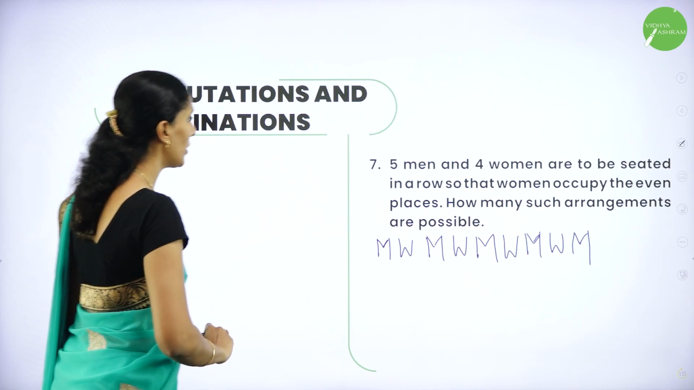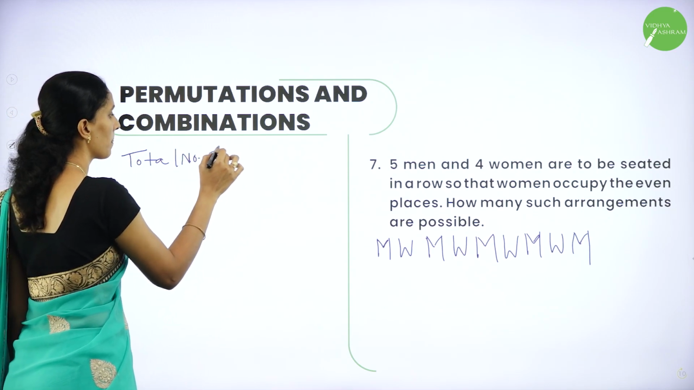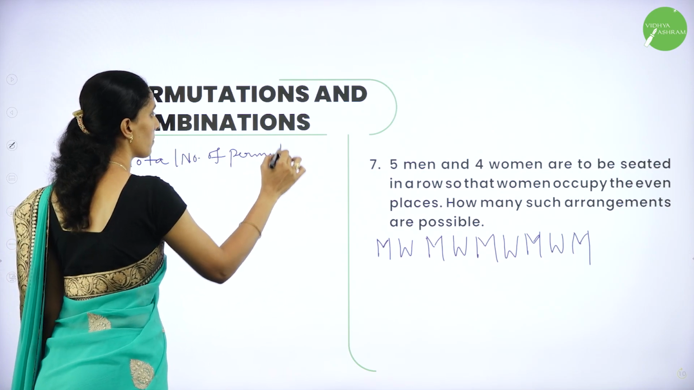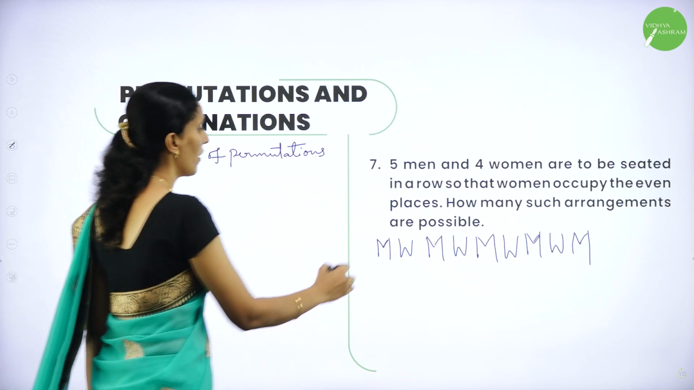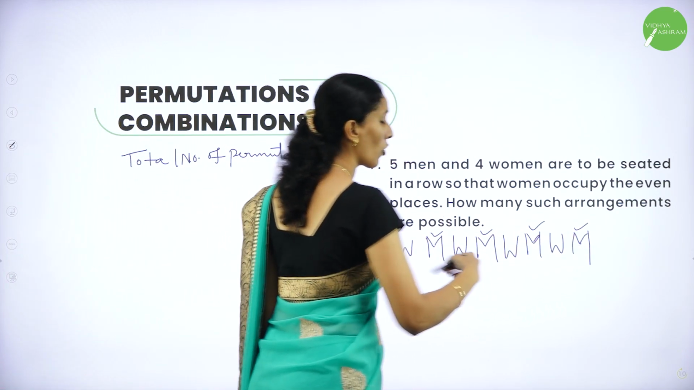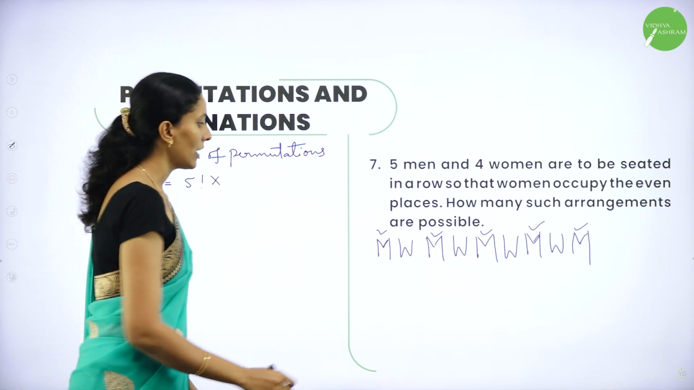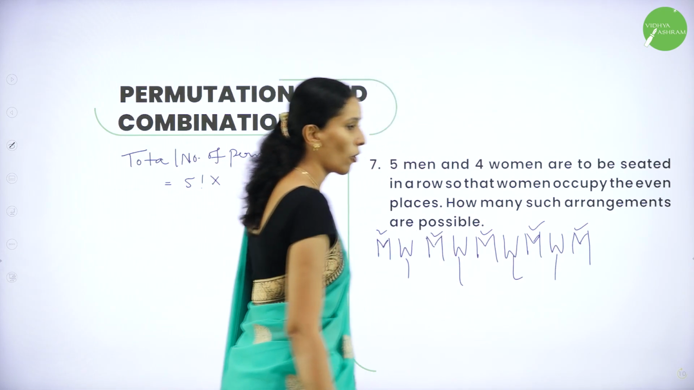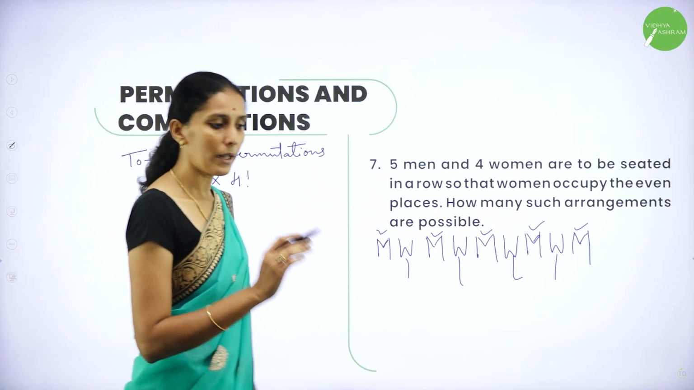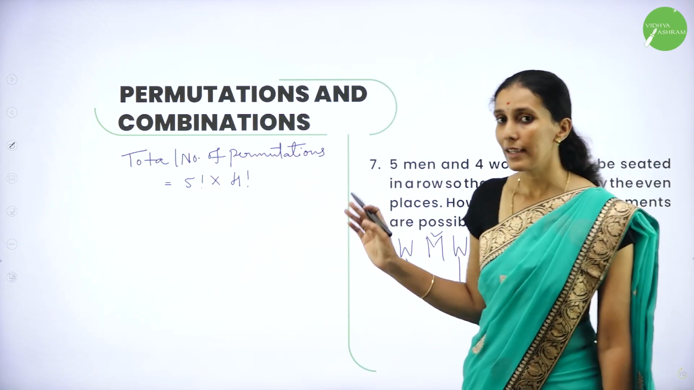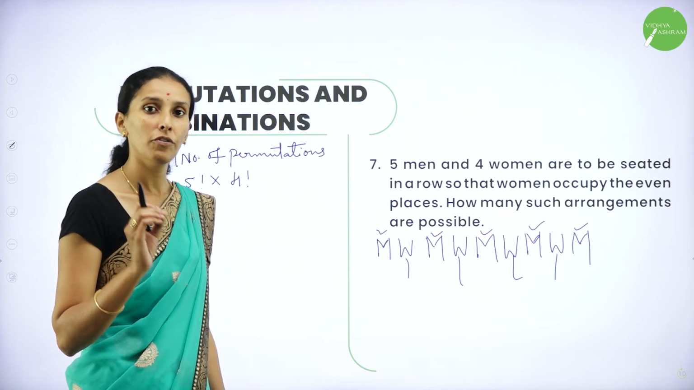We are clear. What about my total number of permutations here? See, 5 different men we have. They can occupy 5 different places. So therefore, it is 5 factorial. Similarly, 4 women can occupy 4 different places. So their factorial is 4 factorial. So my total number of permutations where women can occupy the even places is 5 factorial into 4 factorial.